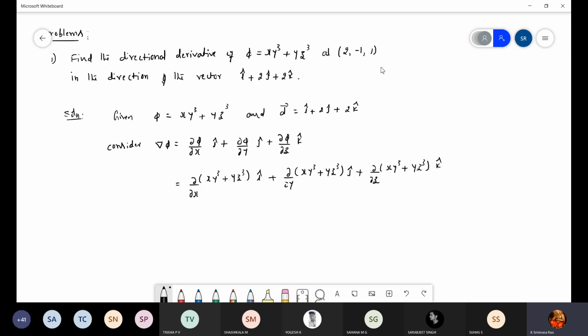Okay, so now that is equal to, yes, partially differentiate with respect to x. What you will get? First term y cube. Is it right? X is 1.